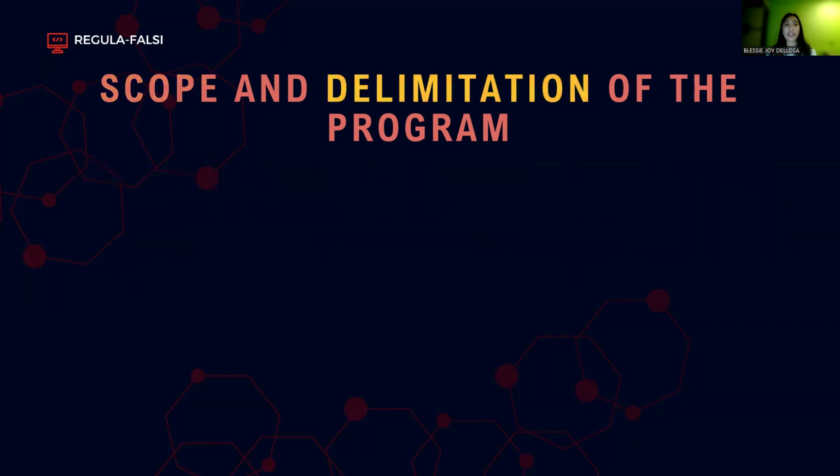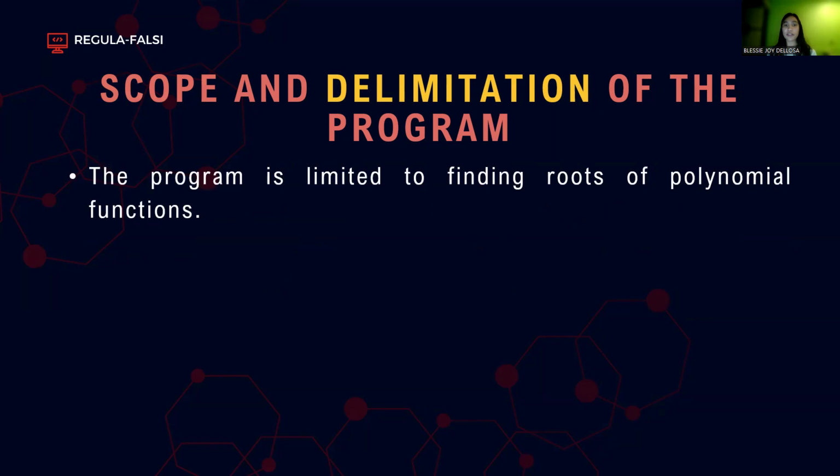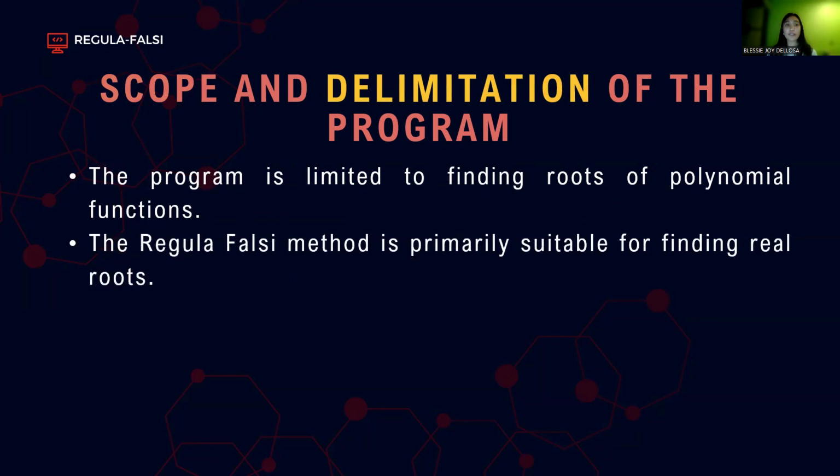Continuing now, we have the delimitation of the program that I have made. The first delimitation is polynomial functions only, because the program is limited to finding roots of polynomial functions. With that, it may not work correctly for other types of functions. Next, all about real roots. The Regula-Falsi method is primarily suitable for finding real roots, so the program may not be able to handle complex roots properly.